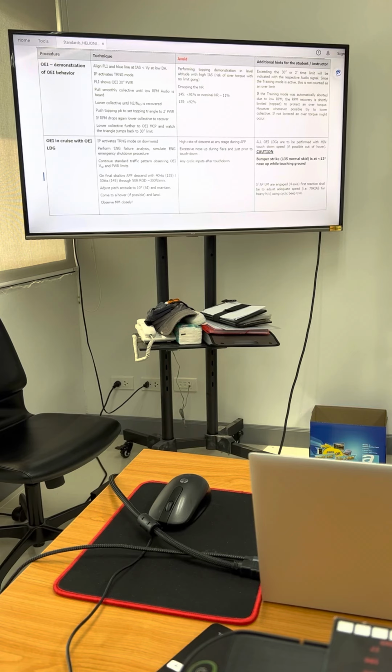Avoid high rate of descent. Of course, we are OEI. At any stage during the approach, avoid excessive nose up during flare and just prior to touchdown, and any cyclic inputs after touchdown. All OEI landings are to be performed with minimum touchdown speed, if possible out of hover.